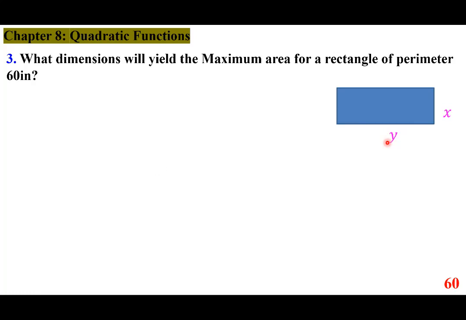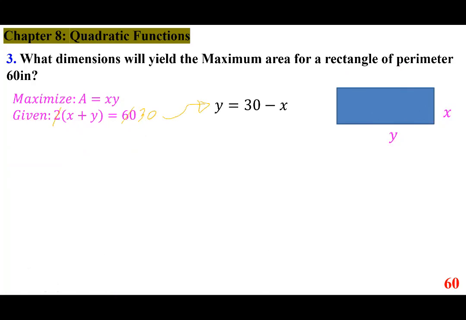And what is the restriction? We know P, which is 2w plus 2l, or 2 times w plus l, and now w is x, l is y, that is equal to 60. So we are maximizing the area given this restriction. We can divide by 2 and solve for y.